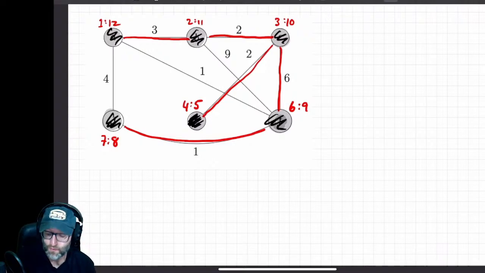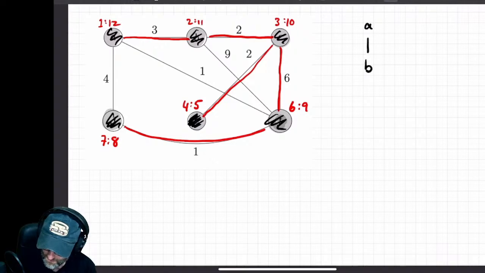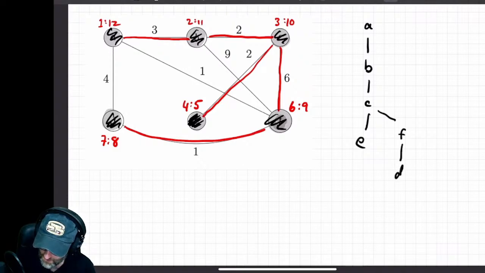It wanted us to then draw the resulting DFS tree. That was A to B to C. C to E. But then we backtracked to C and went over to F. And at that point, we were able to go forward to D. Okay?